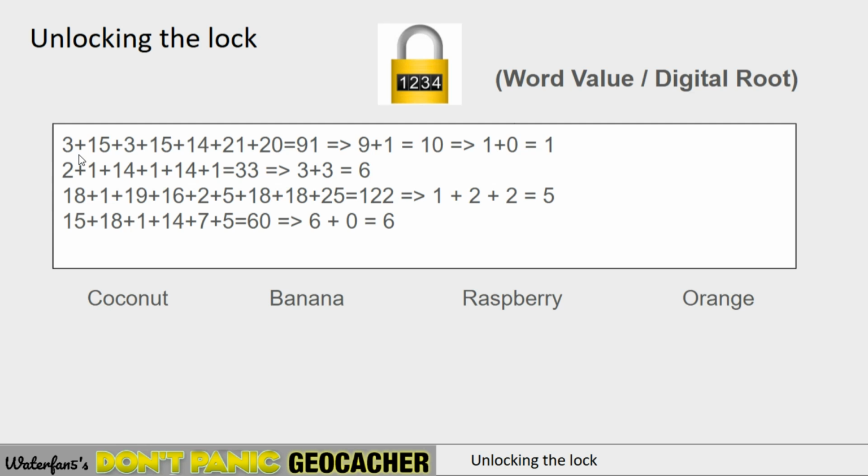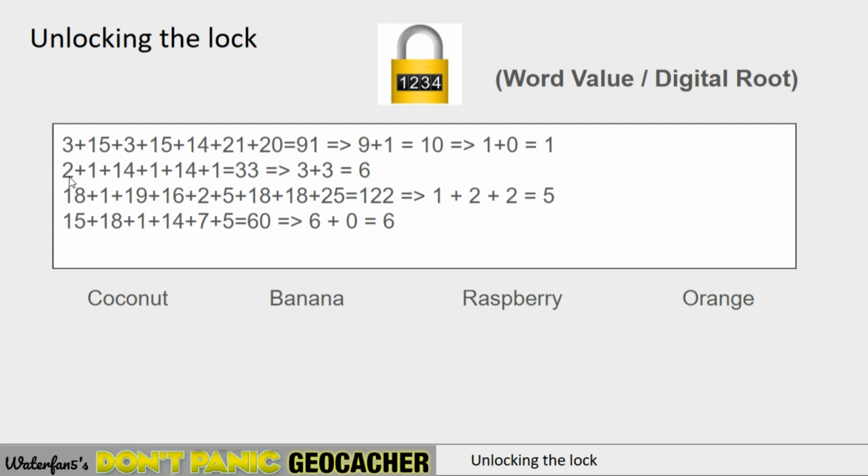We assume A is 1, right? And so that means coconut would be 3 for the C, 15 for the O, 3 for the C again, 15 for the O, and so on, and we add all those numbers, they add up to 91. That's not a single digit, so how you get the digital root is you take the individual digits, so 9 and 1, you add them together, you get 10. Still not a single digit, so you do it again, 1 plus 0, that's 1. And you do that for all the words.